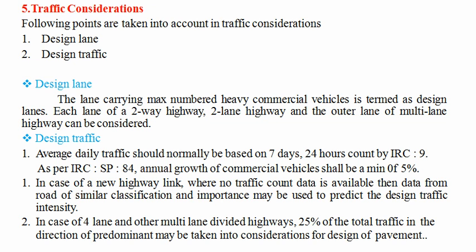And in case of a 4-lane and other multi-lane roads, divided highways, 25% of the total traffic in the direction of the predominant traffic may be taken into consideration for the design of the pavement. So whenever a 4-lane or multi-lane road has to be constructed, 25% of the total traffic in the direction of predominance may be taken into consideration.